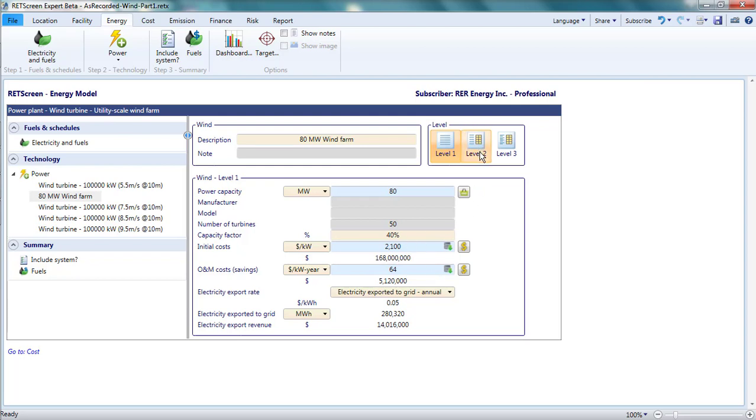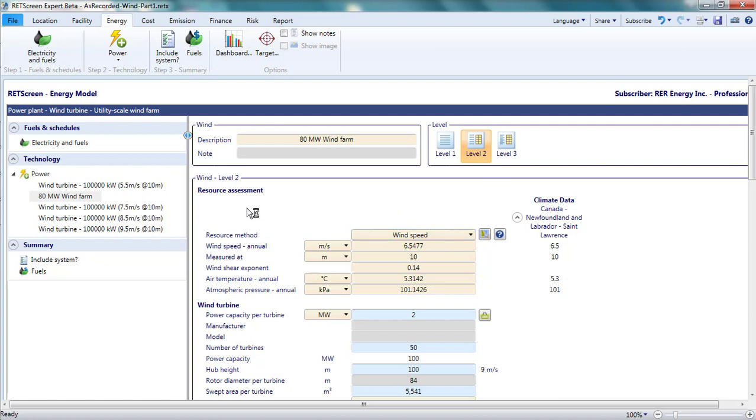Under level 2, the top part of the energy page is for information about the wind resource. Currently, it contains the data from the RETScreen climate database. For comparison purposes, these database values are shown in the column to the right of the cells. The climate database annual average wind speed is 6.5477 meters per second at a 10 meter measurement height.